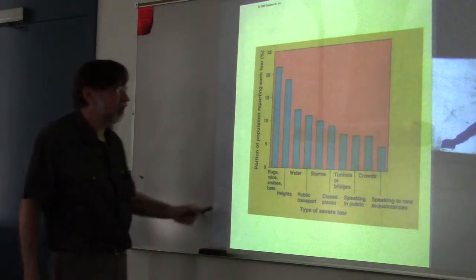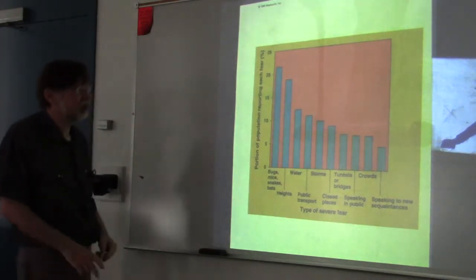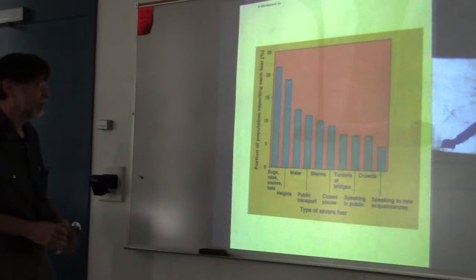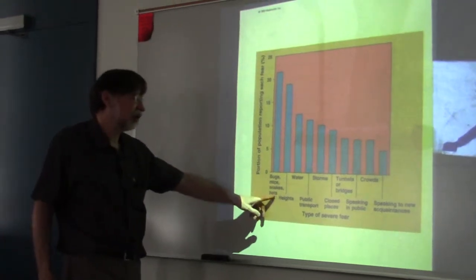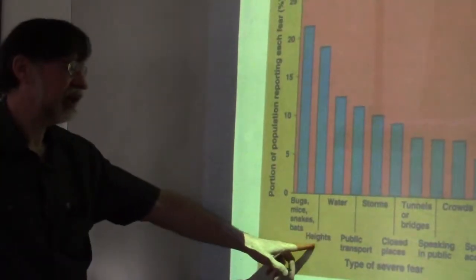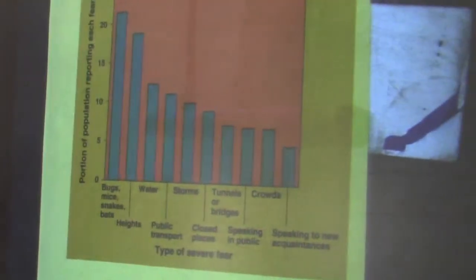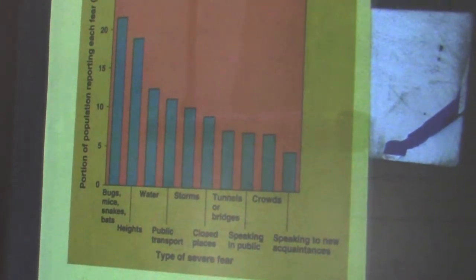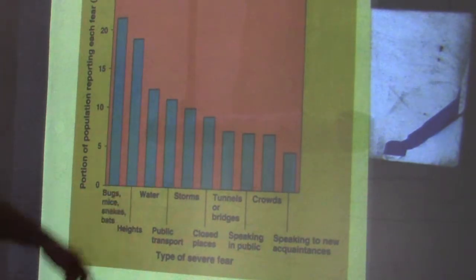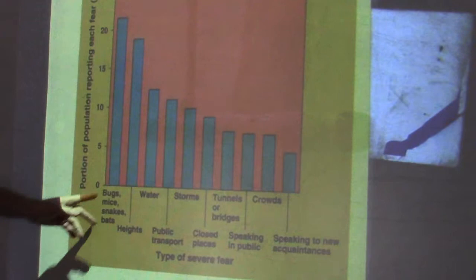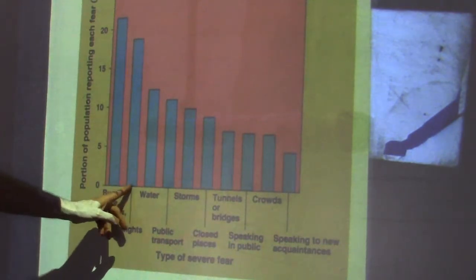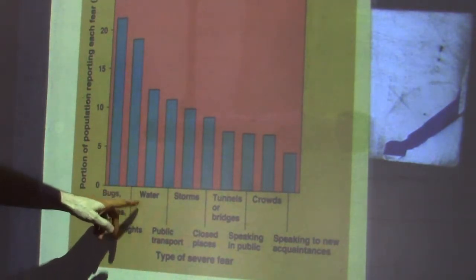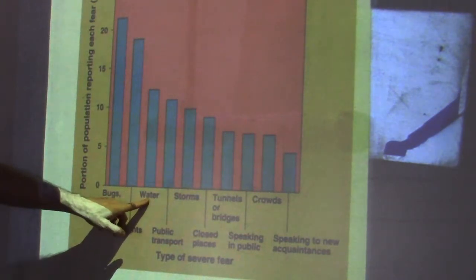Now here's some of the phobias that I was telling you about. Here are some of the things people are afraid of. Bugs, mice, snakes, and bats. Heights. So that's acrophobia. An acrobat does tricks up at great heights. So the person does gymnastics at a great height. They're an acrobat. And an acrophobic is afraid of heights, like in the movie Vertigo, if any of you have seen that old classic. The Titanic movie, water.